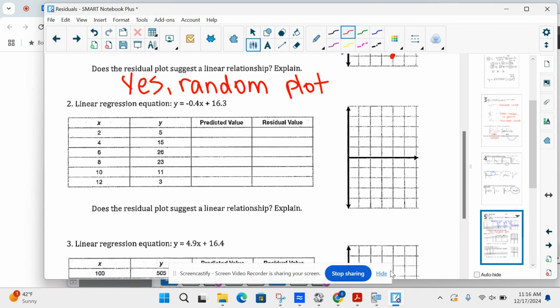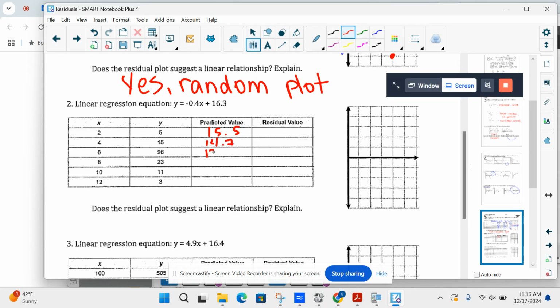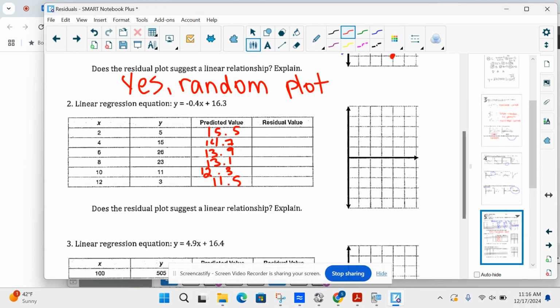Okay, so predicted is 15.5, 14.7, 13.9, 13.1, 12.3, and 11.5. And then your residuals, you subtract the y minus the predicted.